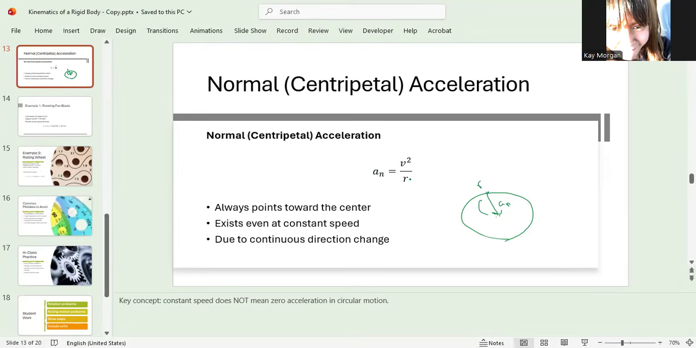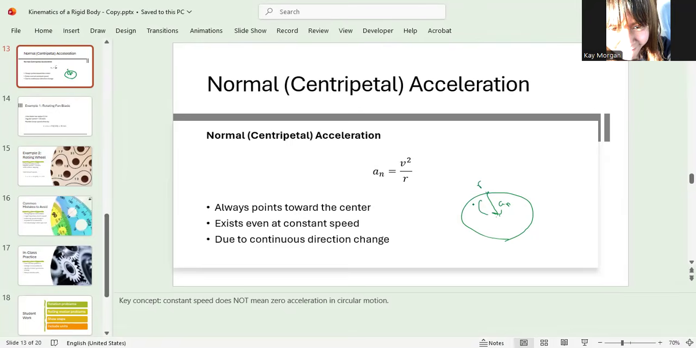So even if an object is moving at a constant speed, it must continually change direction, because it's going this way, so it will continually change the direction to stay in that circular path. The direction has to change for the object or the rigid body to stay in a circular path. And that change in direction requires acceleration. Otherwise, it won't roll. So that's why constant speed does not mean zero acceleration in circular or rotational motion.